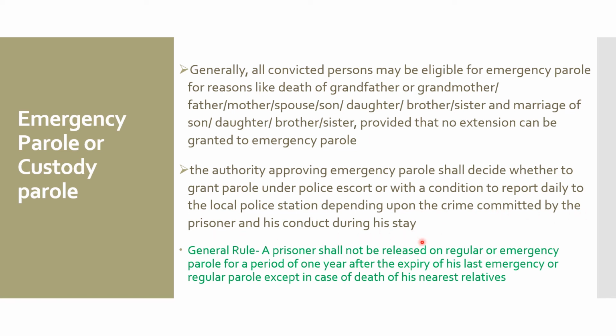There is a general rule which is applicable to both regular as well as emergency parole, and that is that a prisoner shall not be released on regular or emergency parole for a period of 1 year after the expiry of his last emergency or regular parole, except in case of death of his nearest relatives. Okay. So these are general guidelines which are being followed by the competent authorities while granting parole to the inmates.